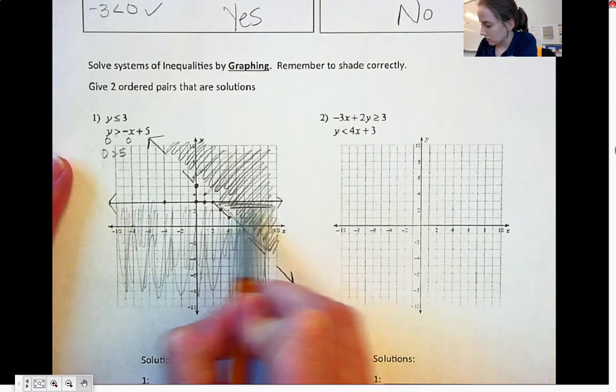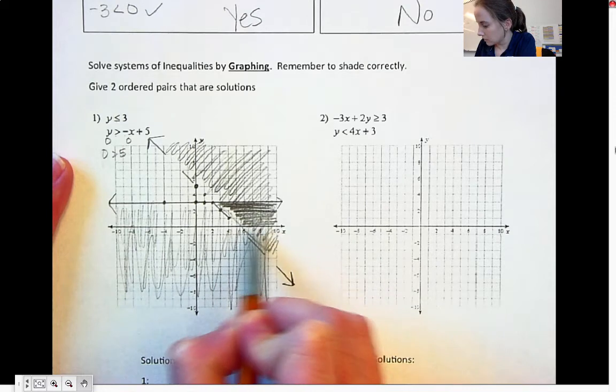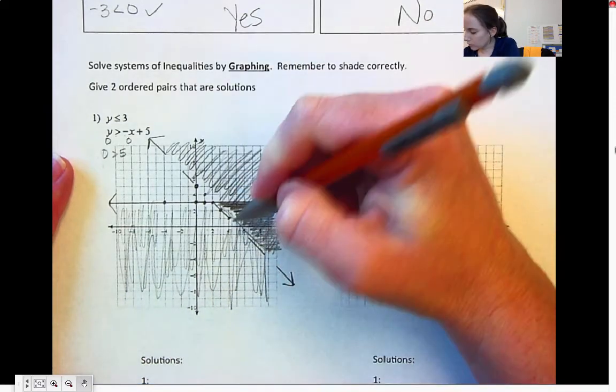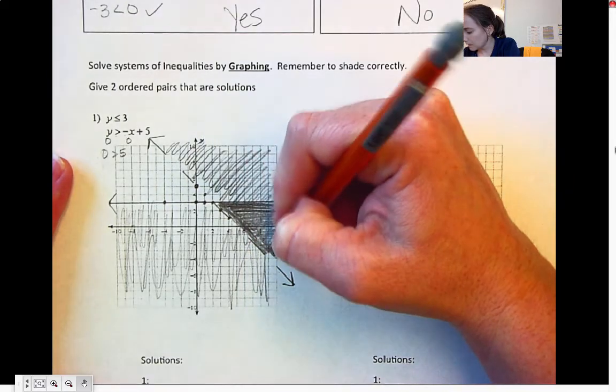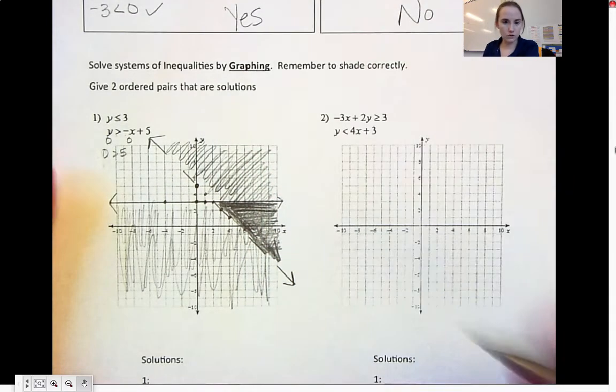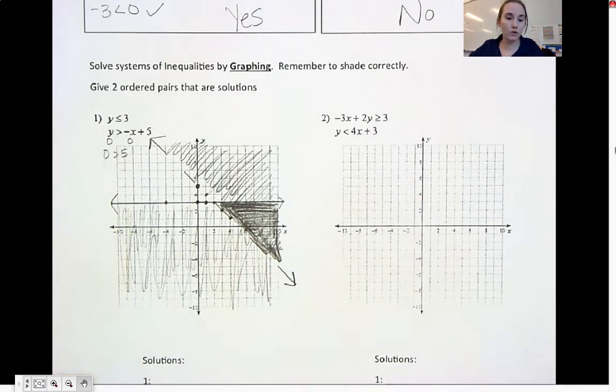This region, you want to darken it up because it was colored twice. This is where your solutions to the system exist. There's not just one answer here. There are many, many answers, and if my graph were bigger, you would be able to extend the line, the horizontal line, and extend the one that goes through it out further so you could see a bigger region.